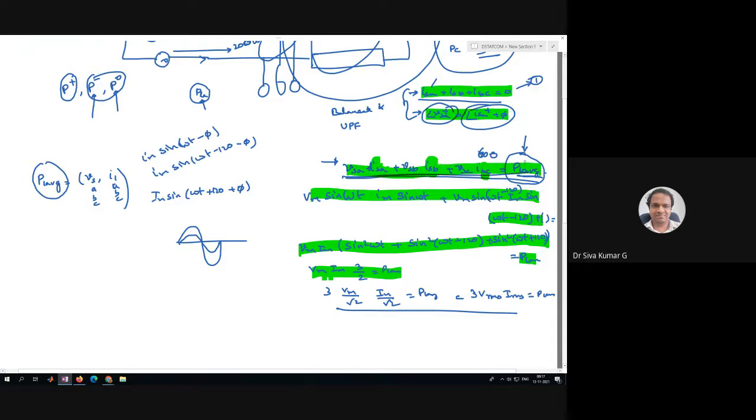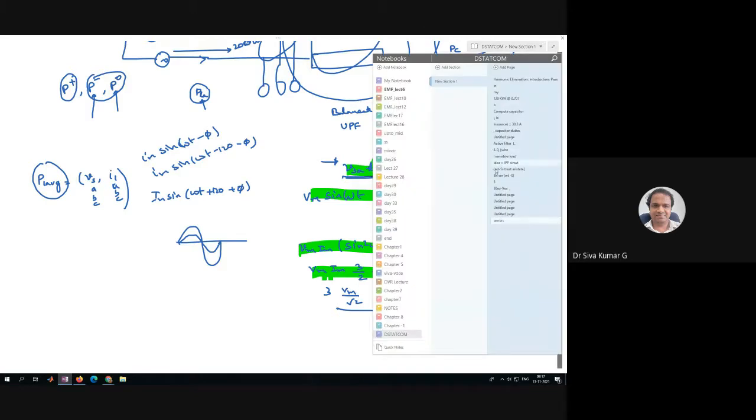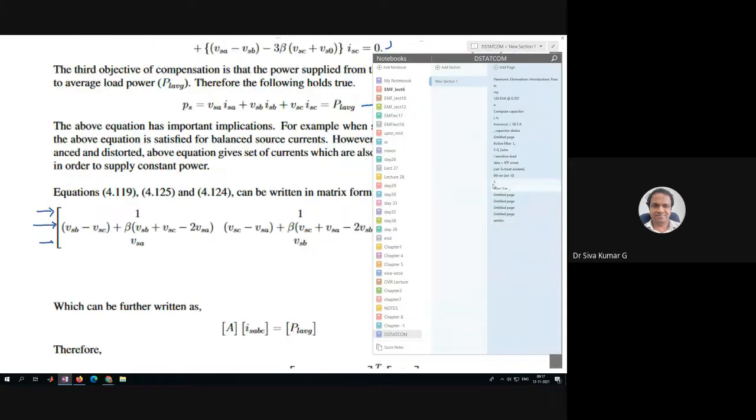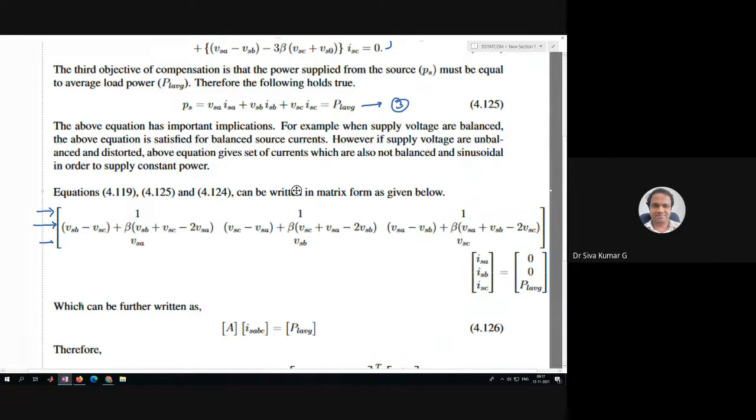If you have a compensator in a working condition, in that case the source currents are perfectly balanced and sinusoidal, and in phase with the voltage. So from these three sets of equations, this is a matrix. Now we need to evaluate what are ISA star, ISB star, and ISC star.